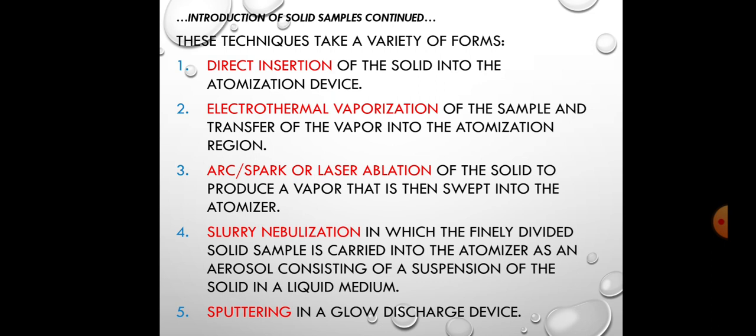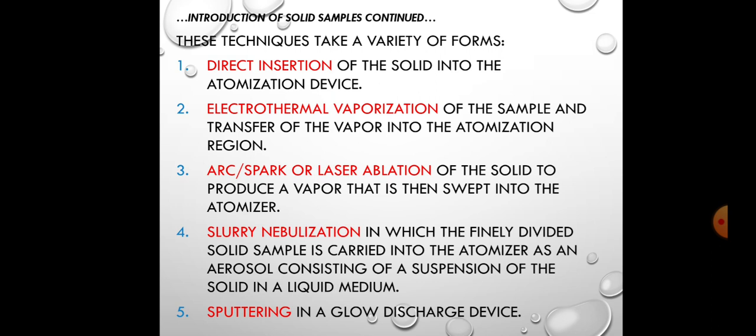First, direct insertion. One of the methods is direct insertion of the solid into the atomization device. For example, you can use a probe, put the sample on top of the probe, and then introduce it into, for example, a flame. The second one, which is very important, is electrothermal vaporization. That's called ETV, the electrothermal vaporization method.